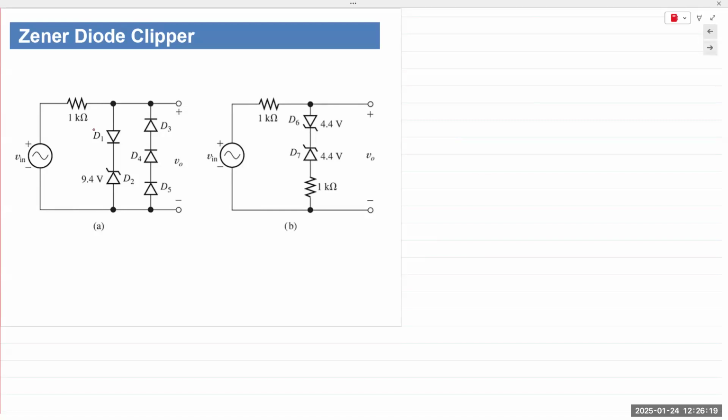So if you look at this branch right here, we have a regular silicon diode D1, and we have a Zener diode of 9.4 volts connected in reverse bias. And then we have 3 regular silicon diodes, D3, D4, and D5. So I'm referring to the circuit in figure A. The question being asked is to determine the output.